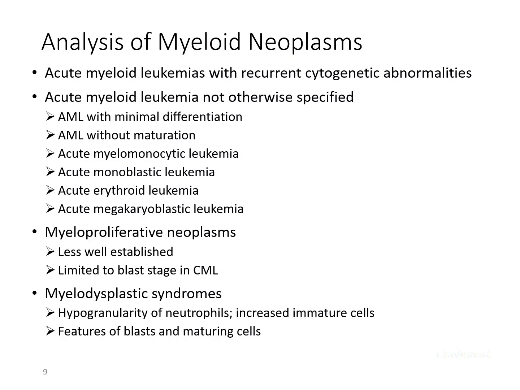So what flow cytometry is going to do within the hematology department is help us analyze the various neoplasms that we're going to see. For the myeloid neoplasms, which we'll discuss a little bit later, we're looking at things like the acute myeloid leukemias with recurrent cytogenetic abnormalities, the acute myeloid leukemias that aren't otherwise specified, the myeloproliferative neoplasms, as well as the myelodysplastic syndromes.